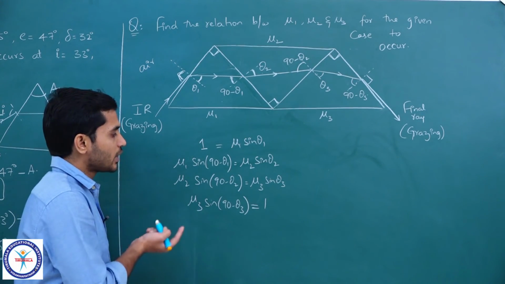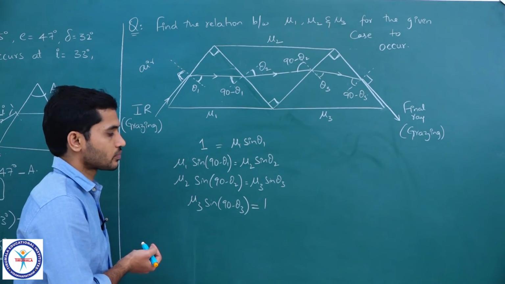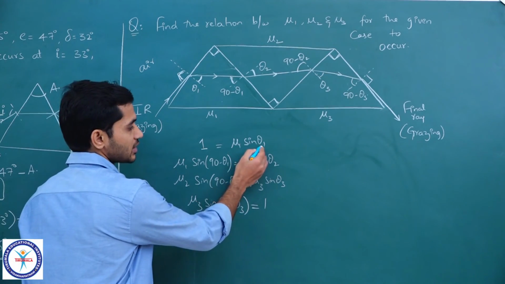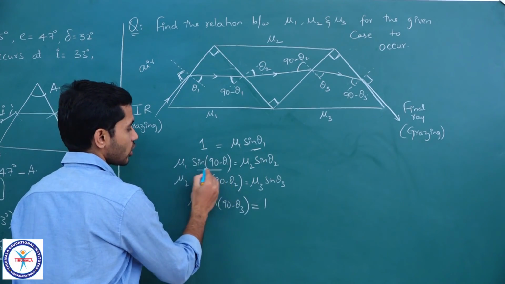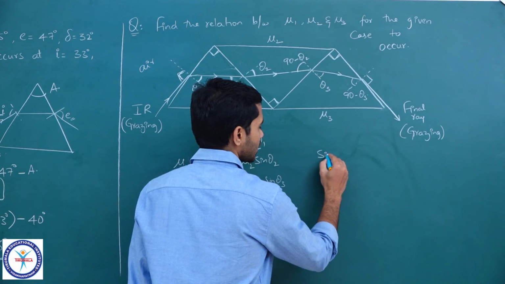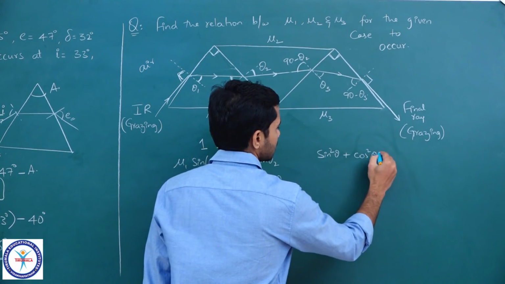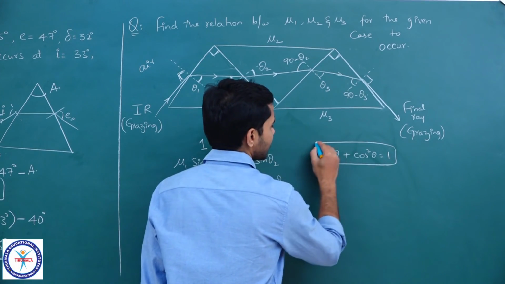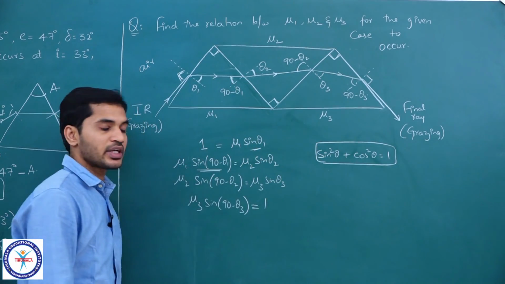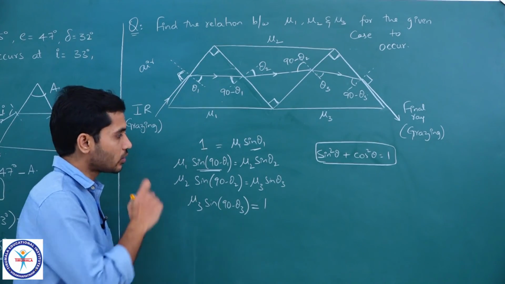So, how do you eliminate theta 1, theta 2, theta 3? Yes. We know that this is sin theta 1 and this is cos theta 1, and I can use the idea that sin square theta plus cos square theta is equal to 1. So, using this identity, I can eliminate theta 1, theta 2 and theta 3 from each of these equations. So, let us see how to do that.